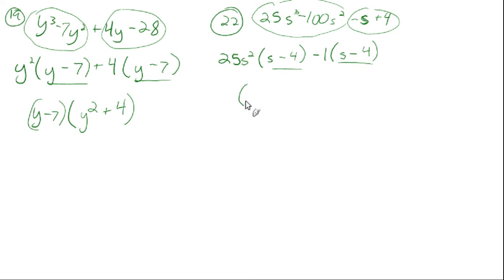So we have a common factor of s minus 4. Factor out an s minus 4 from this term, you're left with 25s squared. And from here, you're left with negative 1. Okay. Now, this is factored as much as it can be, because this is a power of 1 right there, so that's not going to factor any further. This one, though, is s squared. Can we factor it? It is a difference of squares.